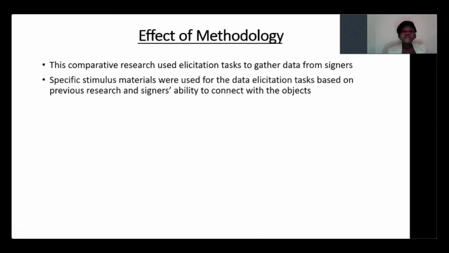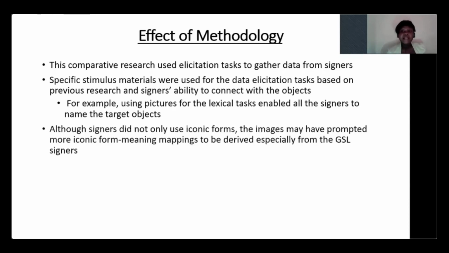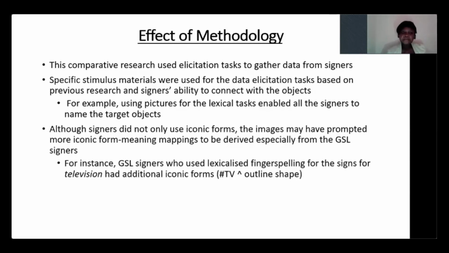So when we consider the effects of the methodology, we identified that the specific stimulus materials used for the data elicitation were based on signers' ability to connect with the object, and also other research that had used images instead of words. So using images enabled all signers to be able to name the target object. And although signers did not use only iconic forms, the images may have prompted more iconic forms to be derived, especially from the Ghanaian Sign Language signers, as some of the objects on the list were presented in different dictionaries of Ghanaian Sign Language with lexicalization and finger spelling, but with iconic strategies here.